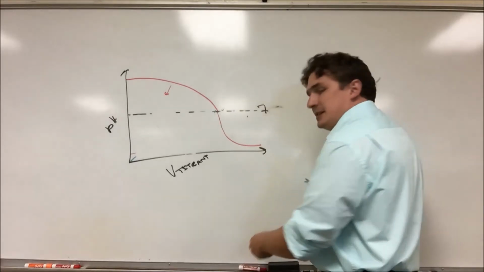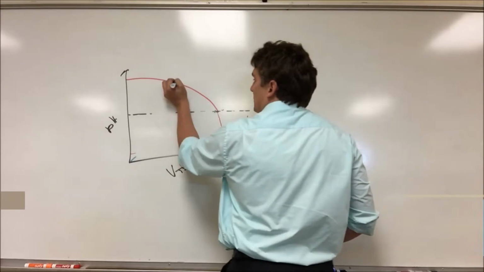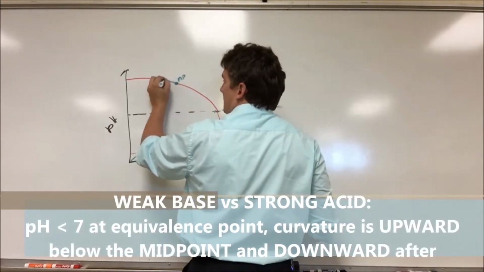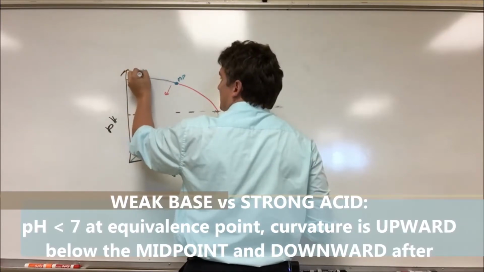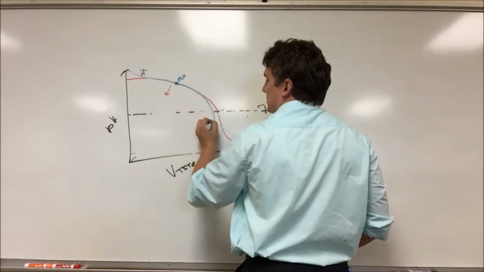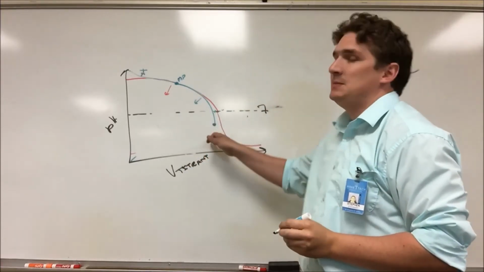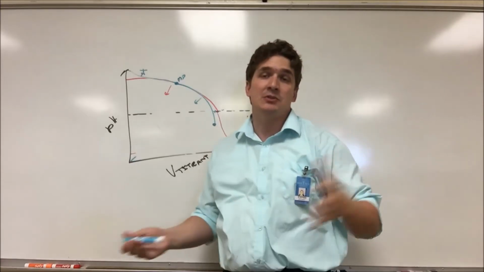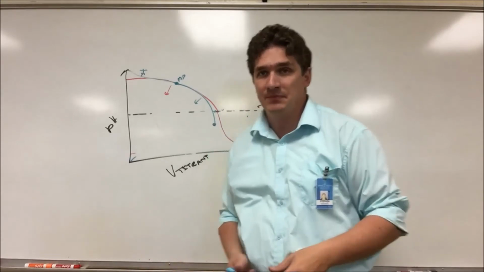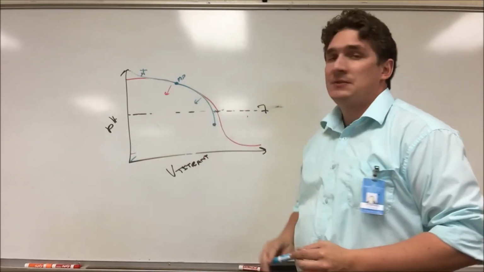If we are titrating a weak base, we're once again going to see this change in curvature. If our midpoint is here, above the midpoint we're going to have a positive curvature. Beneath the midpoint, we're going to have a negative curvature, and at equivalence we're going to have a pH beneath 7, because when we completely neutralize a weak base, we end up with a conjugate acid. This gives us an acidic solution. So qualitatively, in terms of a pH versus titrant curve, these are the differences you're going to be able to see.